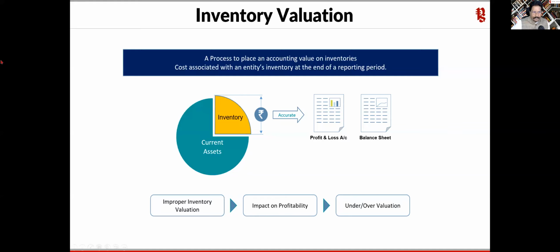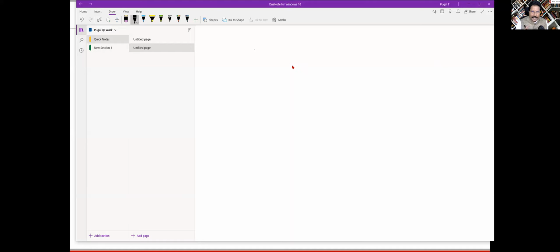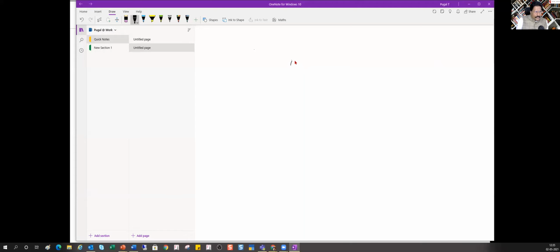Let us take a simple example. Especially, this will give you more clarity for the beginners. So I'm going to take a very simple example to demonstrate the impact on your profitability. So let us say you have purchased goods worth 1 lakh.